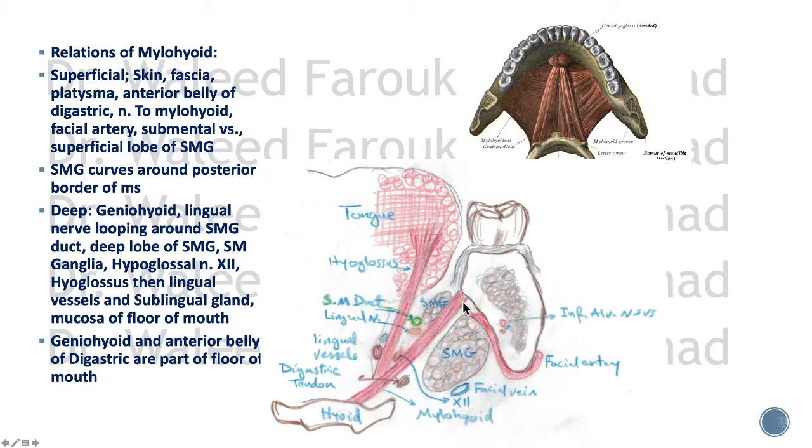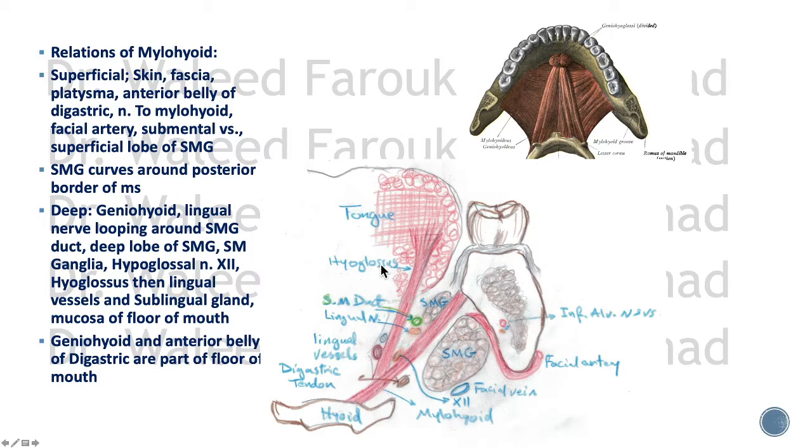Now, again, superficial is the superficial part of the gland, the facial artery, the facial vein, the cervical branch of the facial nerve, and of course skin, fascia, platysma, and the anterior belly of digastric. The deep part of the gland with its duct and the nerve looping around the duct, the submandibular ganglion, and the hypoglossal nerve with venae comitantes, which are a continuation of the sublingual veins. And deeper and deeper, there is the hyoglossus and the lingual vessels. Okay? So don't forget this, please.